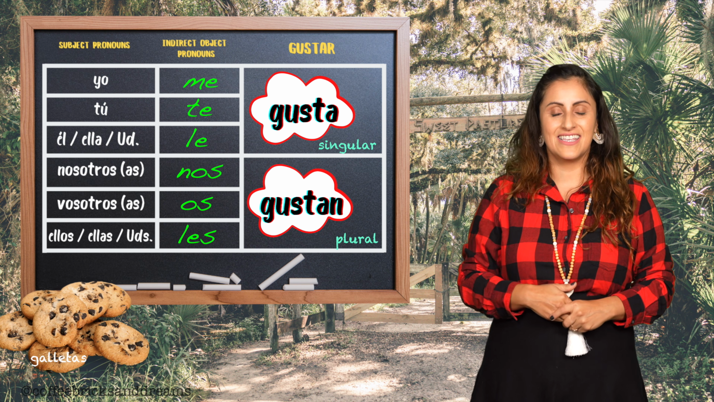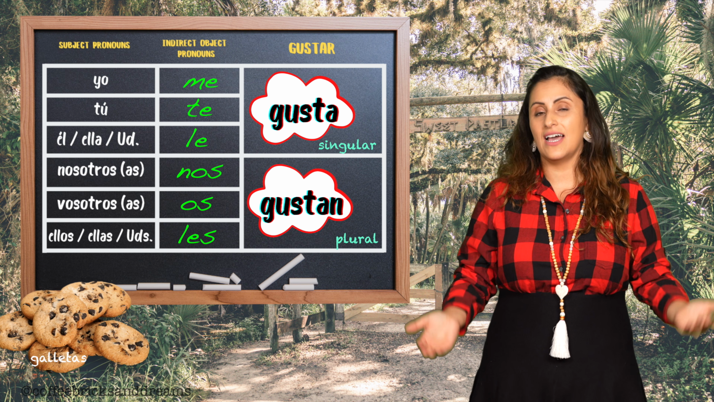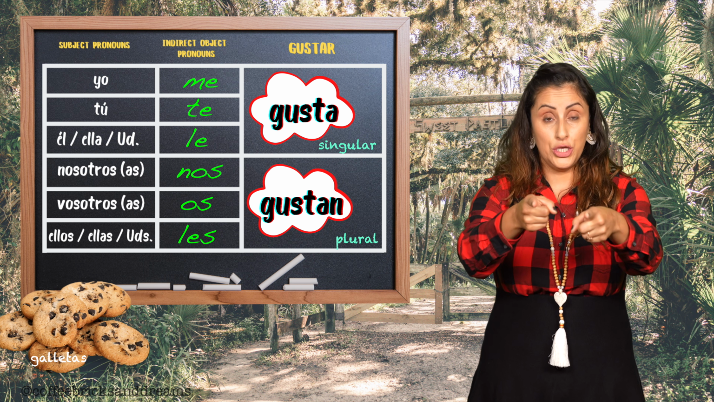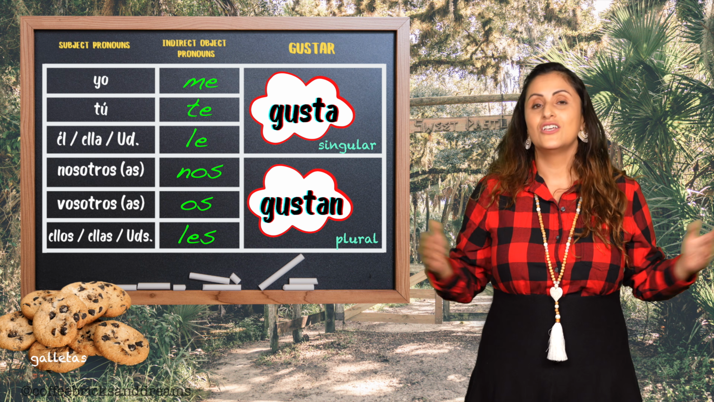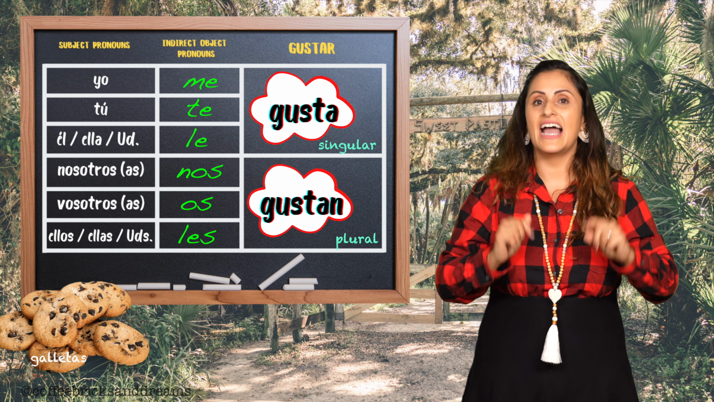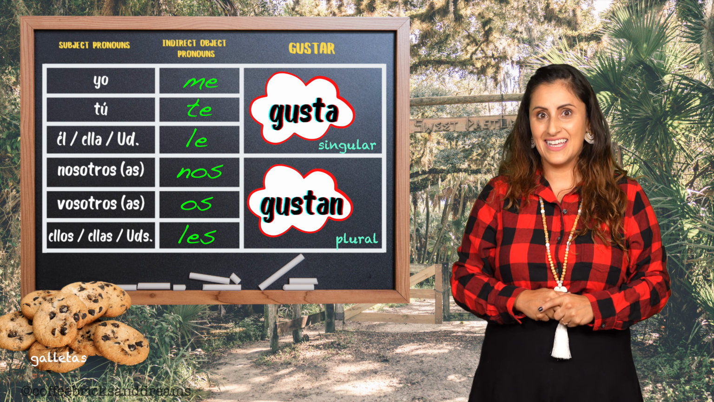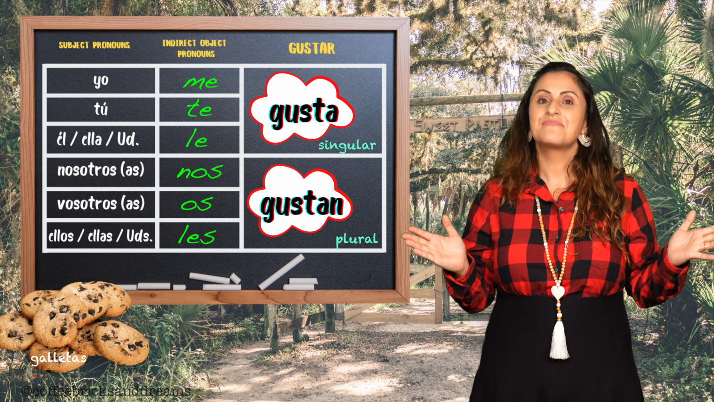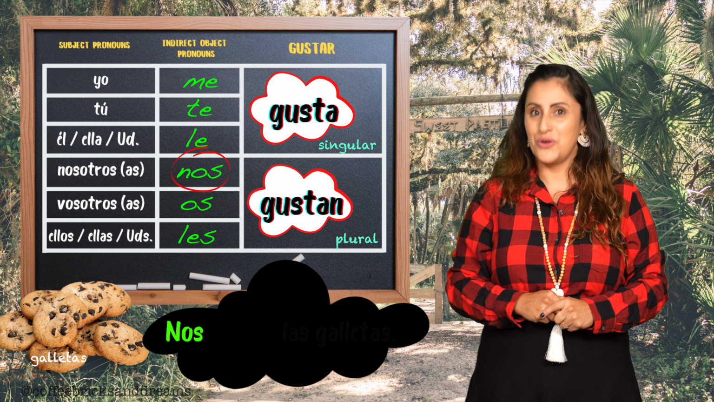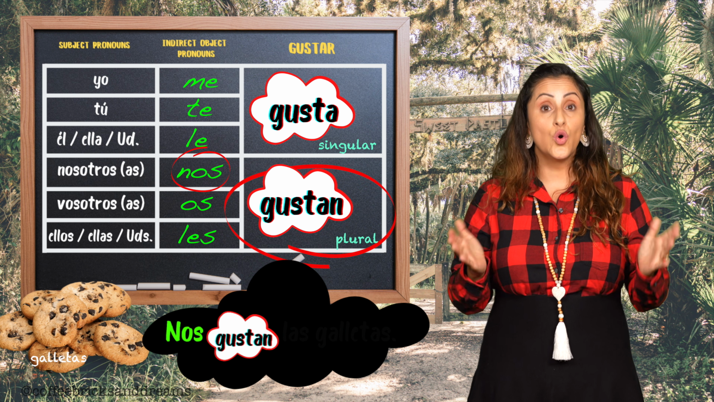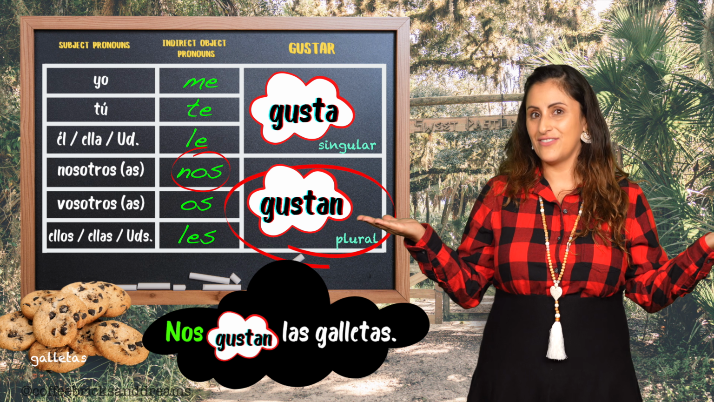Let's now talk about galletas. Galletas, those are cookies. But in this example, we're going to change things a little bit because so far we've been talking about I and you. So now let's talk about a group of people, plural, liking something. So we want to say, we like cookies. I want you to think really quick and see if you can get this. Very good. The indirect object pronoun would be nos. Muy bien. Nos gustan, because we have multiple cookies, galletas, and then we finish off the sentence.